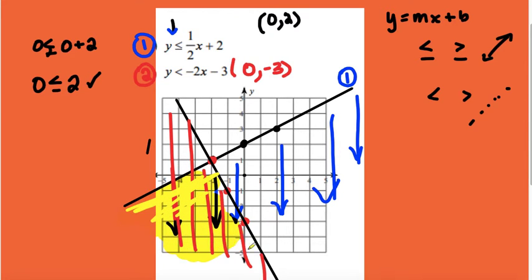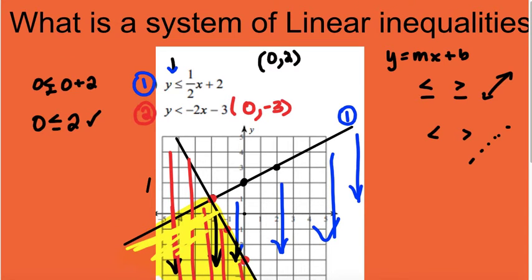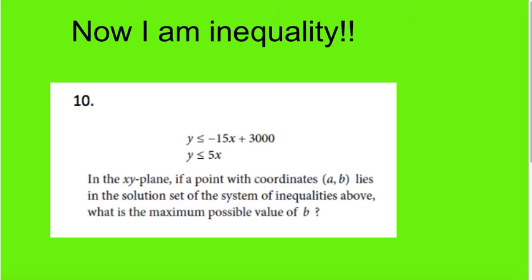So my overlapping region is right in between these corners. And any point in that shaded region is a solution to this system of inequalities. All right. Now, how are you going to see it on the SAT?